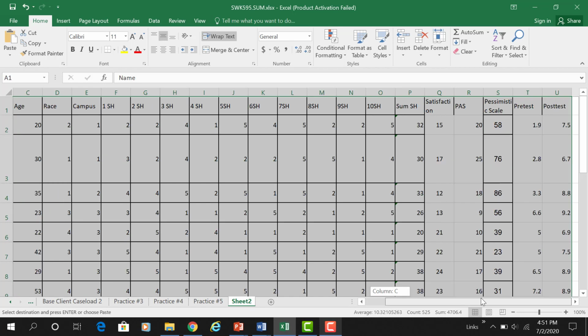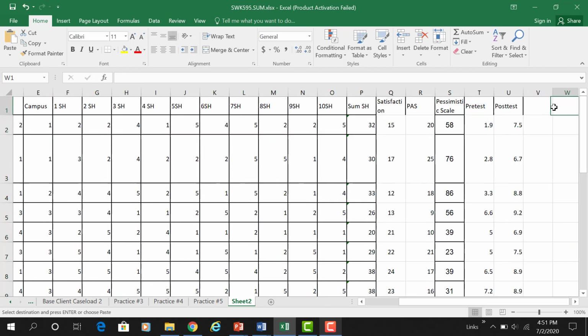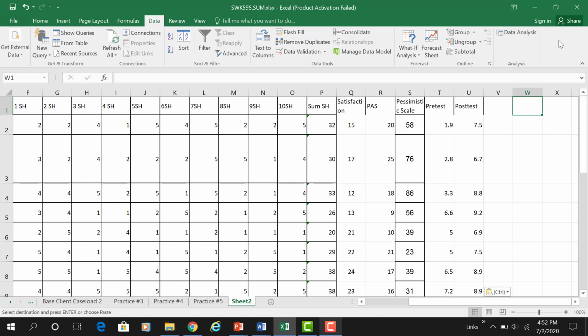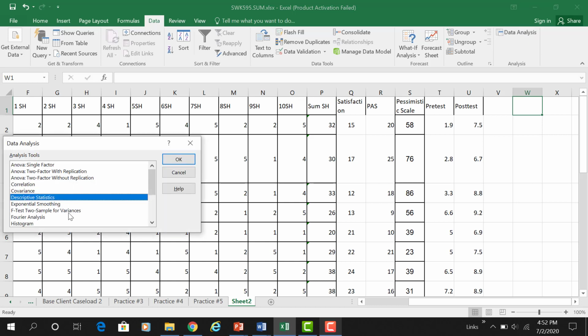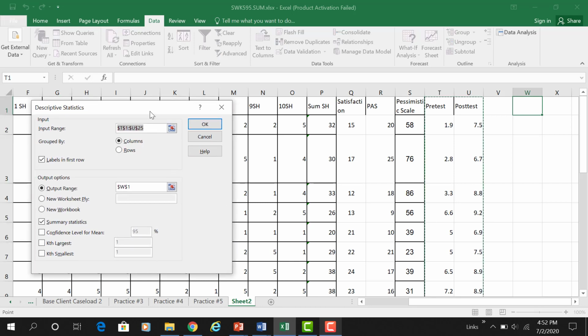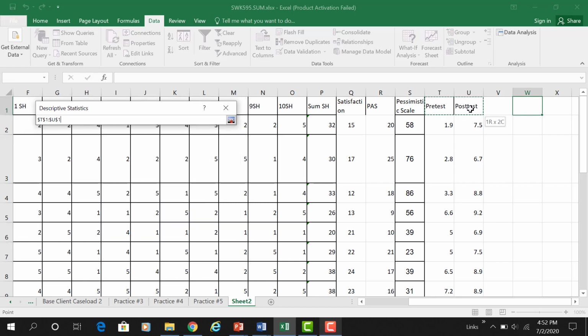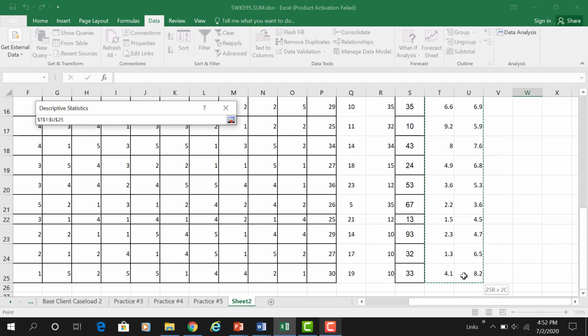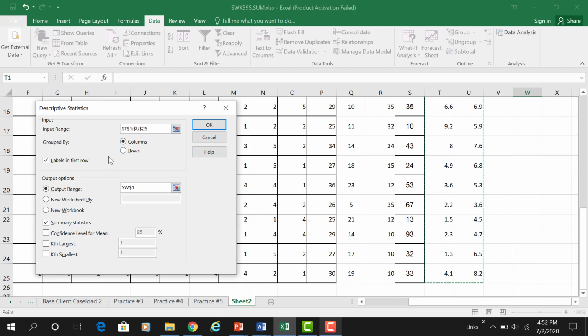So here's my data set. The first thing I'm going to do is run my descriptives on my new variables, the pre-test and post-test. We're going to go to Data Analysis, Descriptive Statistics, and click OK. Then we select the pre-test and post-test data. You can do them separately or together if they're next to each other. I'm going to do it together. Make sure labels in first row is selected.